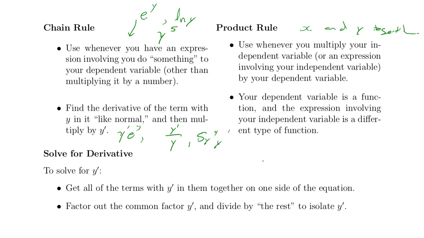x's and y's together. At the very end, to solve for y prime, it's really 2 or 3 steps. Get all the y prime terms together on one side of the equation, everything else on the other side. Then pull out a common factor of y prime, then divide by the rest to isolate.